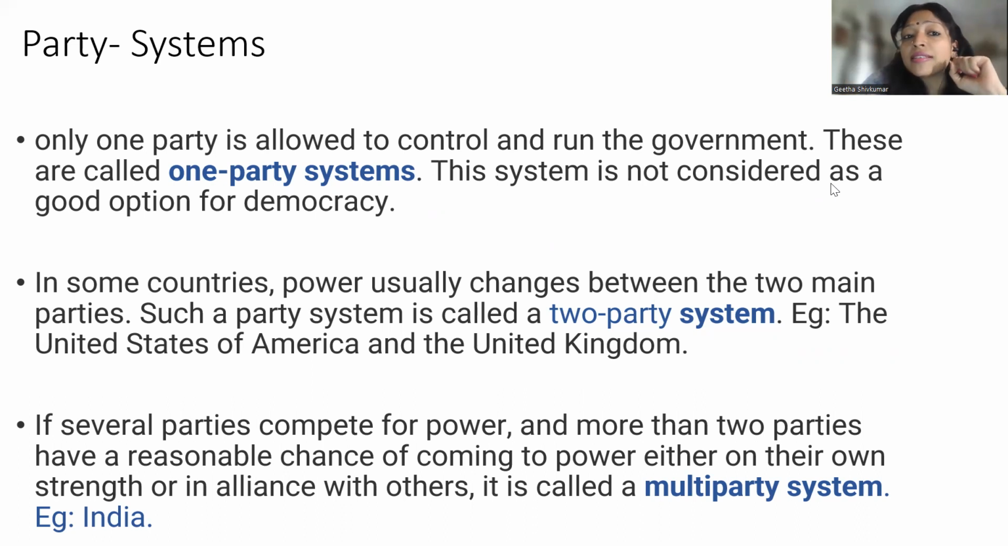In a one party system, only one party is allowed to control and run the government. These are called one party systems. For example, in the one party system, the Communist Party of China. Only one party.